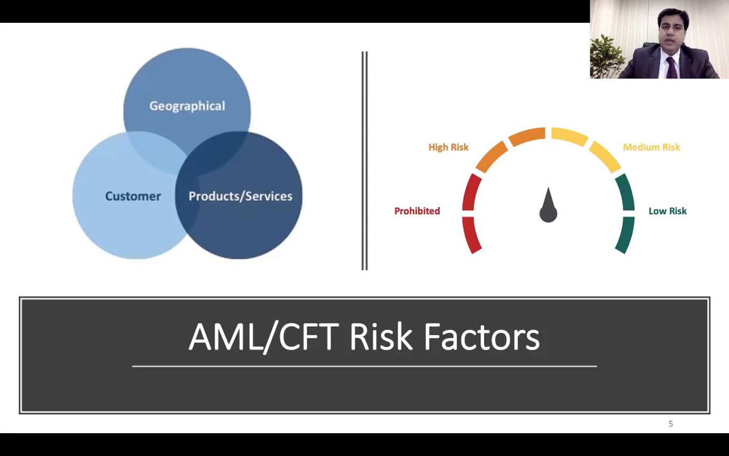Next comes geography. From where the business or the entity or the individual is based. Are they part of a high risk jurisdiction or a low risk jurisdiction? What kind of geographical factors are connected with this? And the last comes product and services.